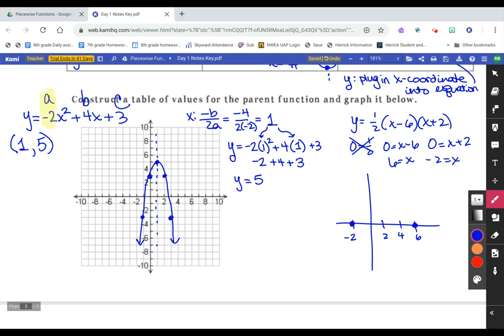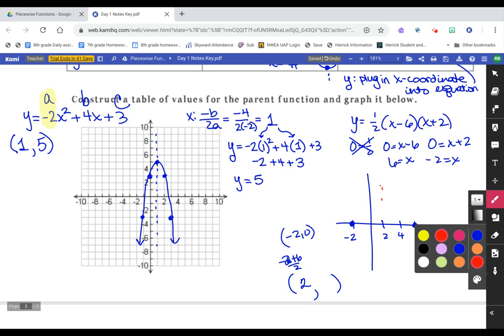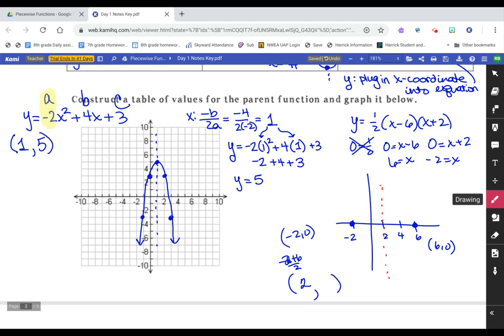To make it more accurate, let's figure out the vertex. The vertex is going to be in the middle. So for the x coordinates specifically, we have negative 2, 0, and we have 6, 0. So to find the vertex, our x value is going to be the midpoint of negative 2 and 6. So negative 2 plus 6 divided by 2, well, that's 4 divided by 2, that's 2. So our axis of symmetry is going to be x is equal to 2. That means that our vertex is going to fall on that line somewhere.